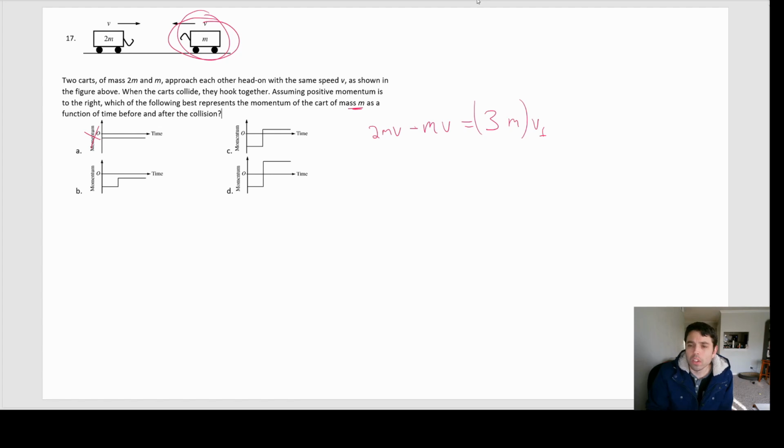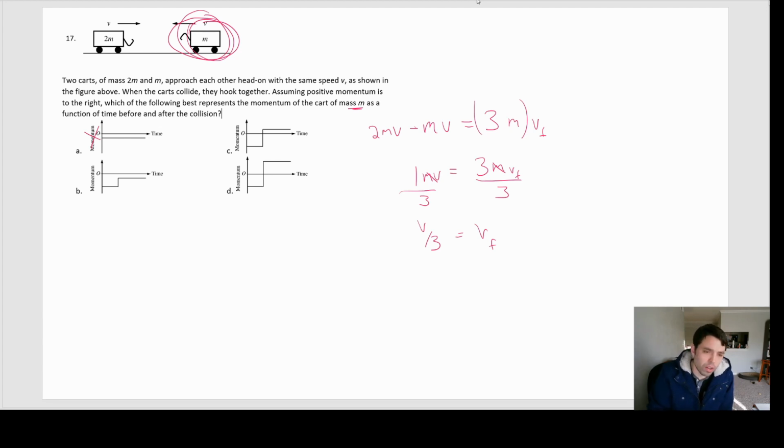Let's find out. So 2 mv minus 1 mv is just 1 mv, equals 3 m vf. The m's cancel here. So I'm going to divide by 3 now, and I get vf equals v over 3. So it turns out that the velocity of this object here with mass m, well, both of them, they're hooked together, so it doesn't matter, is v over 3.